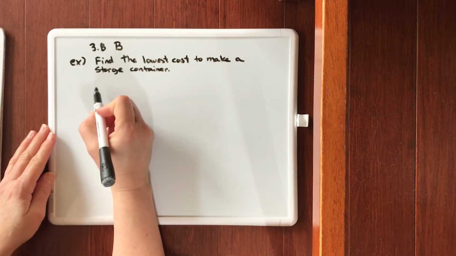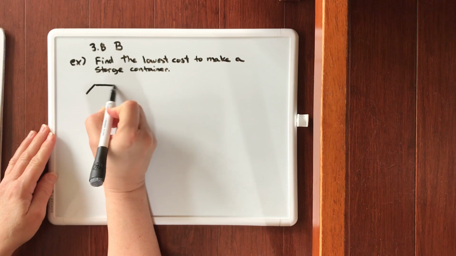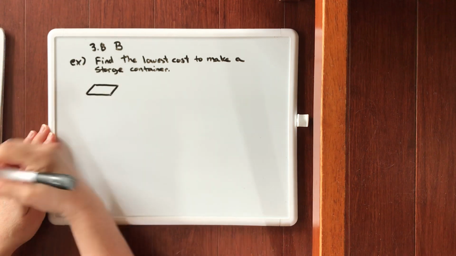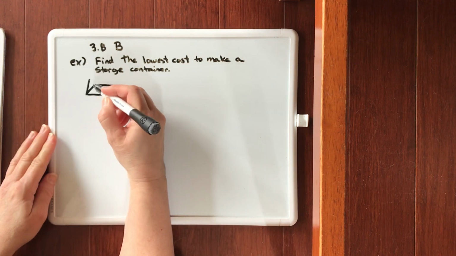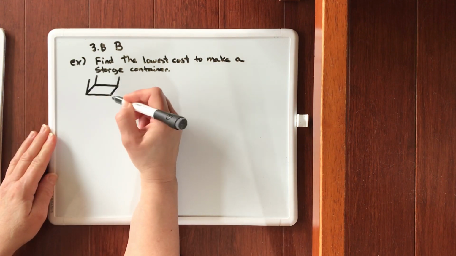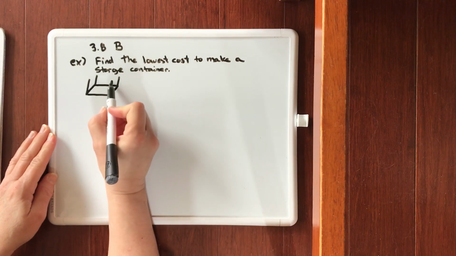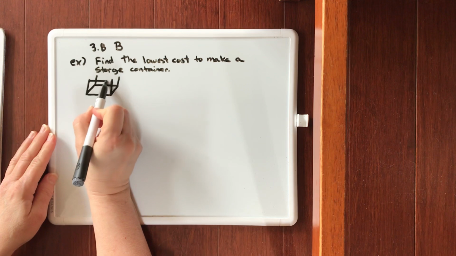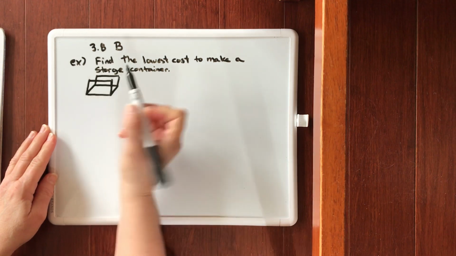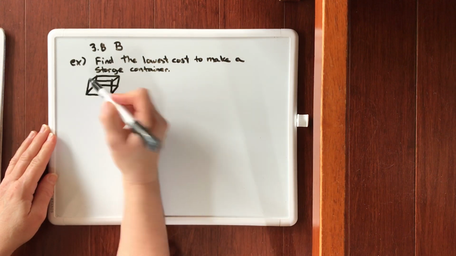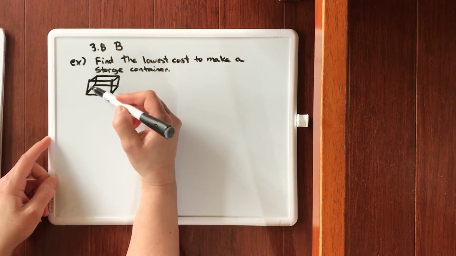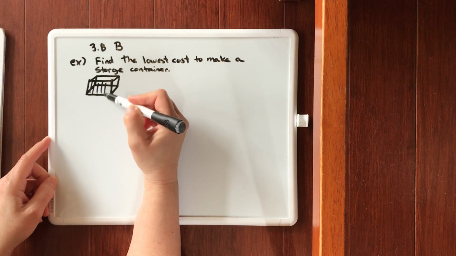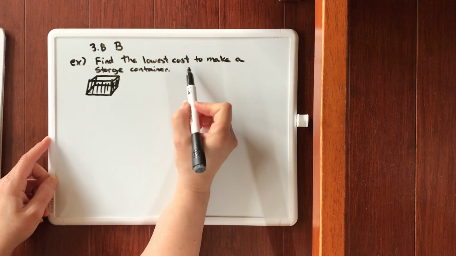To start, let's draw the storage container. Okay, there's the bottom. Then we put parallel sides up. Oops, a little straight there. Then parallel to this bottom, we make the top. Then we connect the corners. Okay, so there's our storage container. Now this storage container has an open top, so I'm just going to color in the sides. It has an open top.